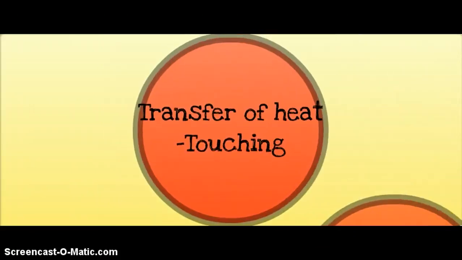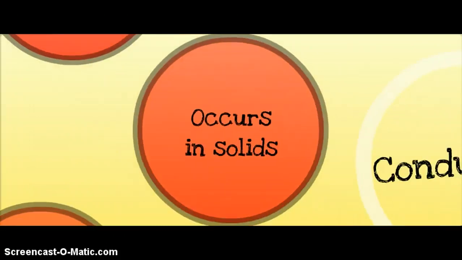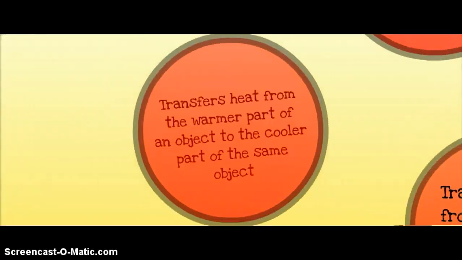Conduction is a transfer of heat or thermal energy by touching. It occurs in solids. It is a transfer of heat from the warmer part of an object to the cooler part of the same object. For example, if you have a pot that is on the stove, it's going to get hot on the surface that's touching the burner, and that will continue to move to the cooler part of the pot that is up at the top.